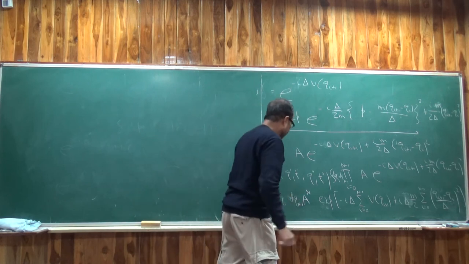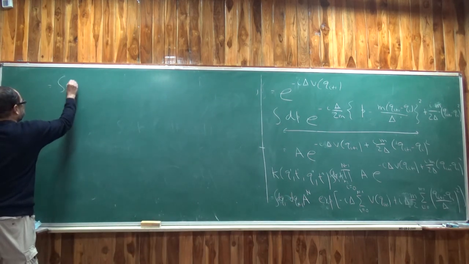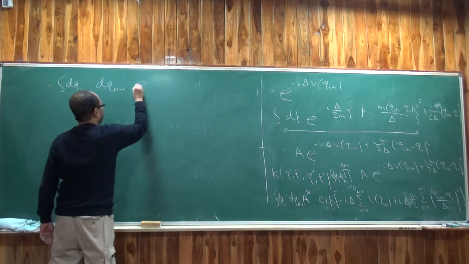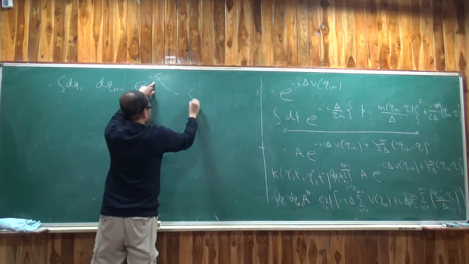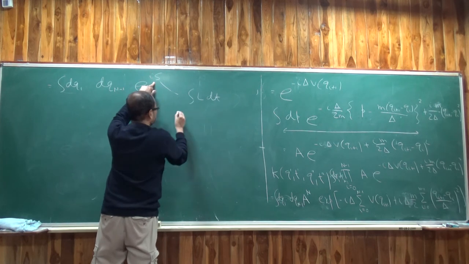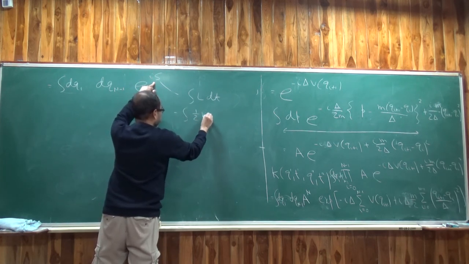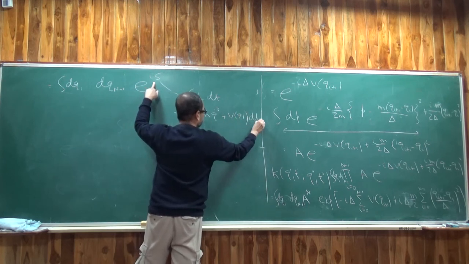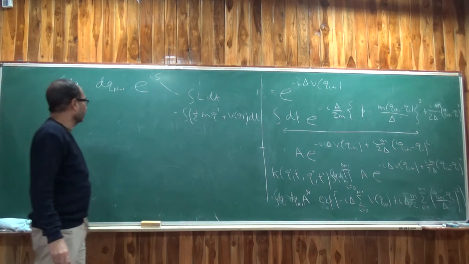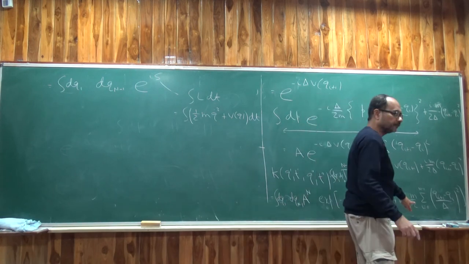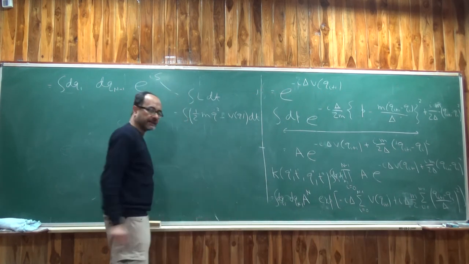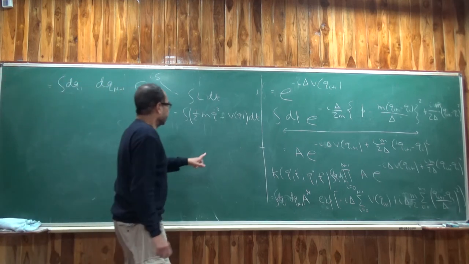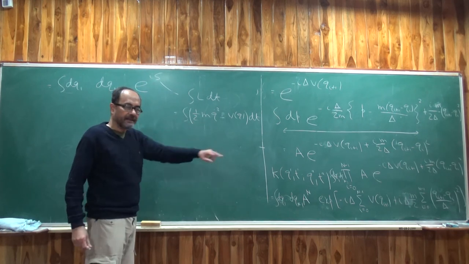Now, what I claim is that this can be thought of as the integral dq1 to dq n minus 1 of e to the power i S, where S is the action, S is the integral L dt, which is the integral of half m q dot square minus V of q dt. Sorry, there's a minus; the Lagrangian has the minus right here. I'll now explain how this integral is related to what we have here.